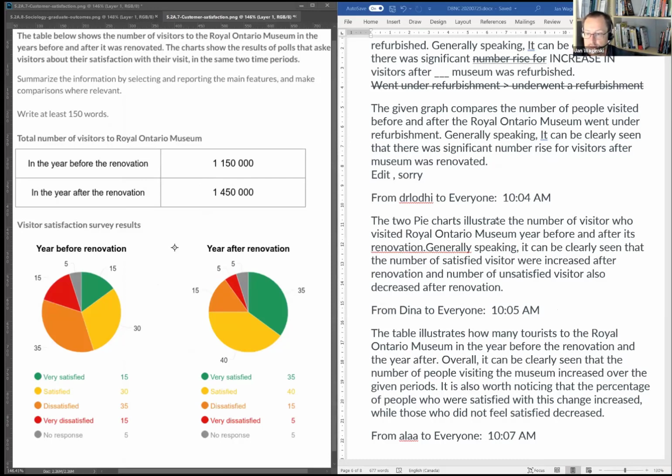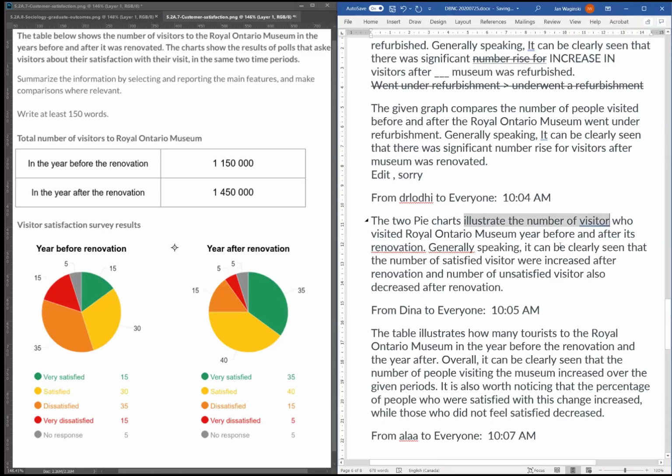Right, let's see what Dr. Lodi put. Two pie charts illustrate the number of visitors. All right, so this is incorrect right away because the pie charts don't show you the number of visitors. The number of satisfied visitors? They don't show that either. They don't show any numbers, right? They just show the percentage of satisfied visitors. The table shows you the number of visitors.